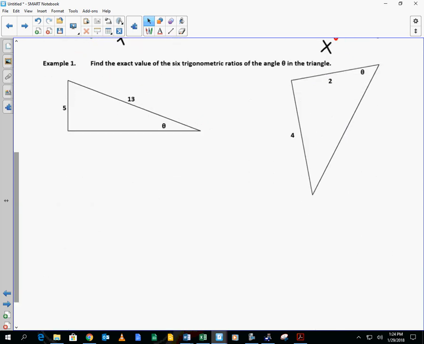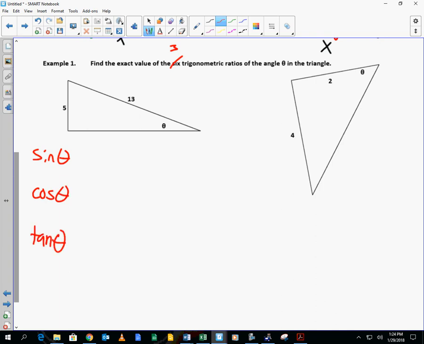Okay, we're going to find the exact value of not 6, but we're going to do 3 trigonometric ratios of the angle theta in the triangle. We're going to do sine of theta. We're going to do cosine of theta. And we will do tangent of theta. Here you can see I have theta. Which side is the hypotenuse? Which side is the opposite side? And we do not know the adjacent side. How will we figure out the adjacent side?